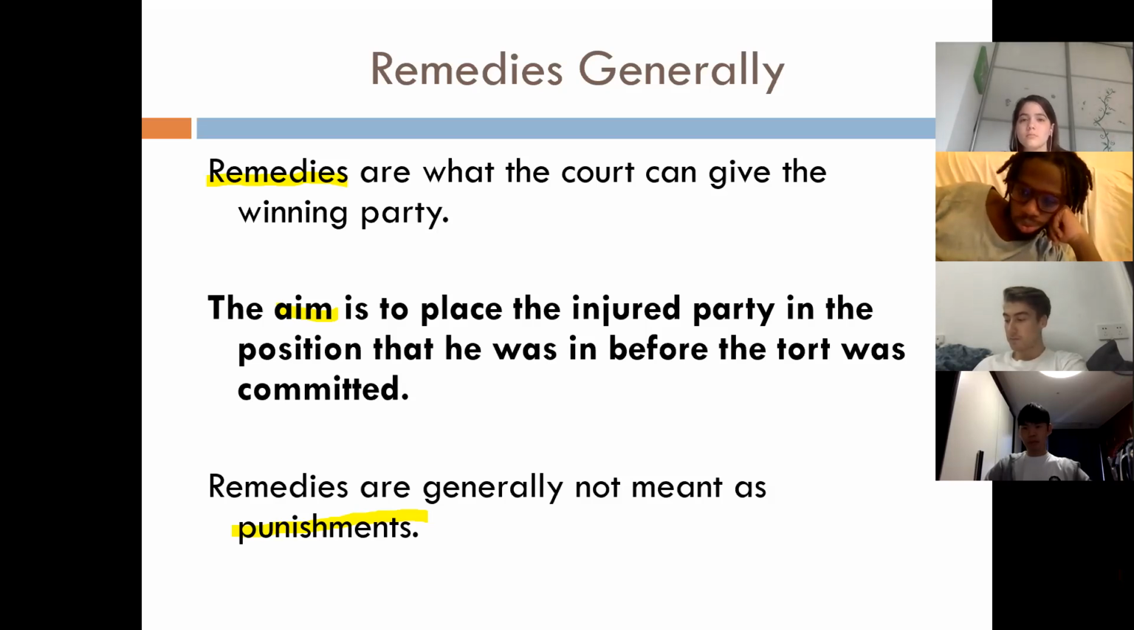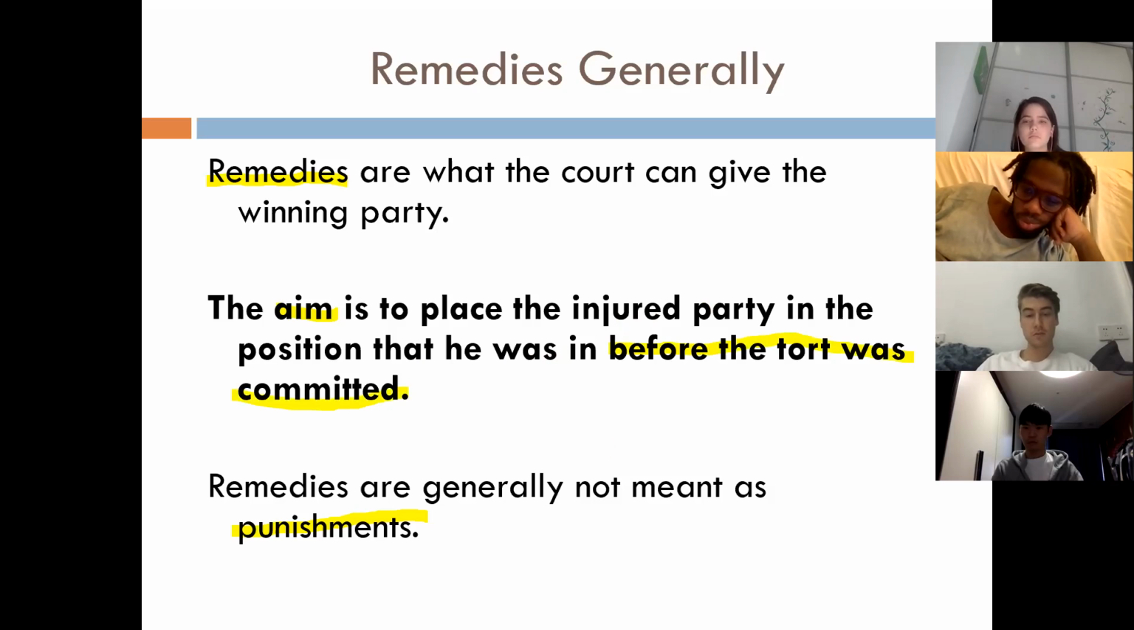So if we get in a fight and Harry hits me and I go to the hospital and I have to pay for the doctor and pay for the medicine, Harry cannot unhit me. But before he hit me, my nose was fine. Now my nose is broken. What can he do? He can give me all the money that pays for the doctor, the medicine, my job that I can't go to, whatever I need, so that I get back to a place where my nose is fine. That's the point. We're trying to put the injured party in the position that he was in before the tort.